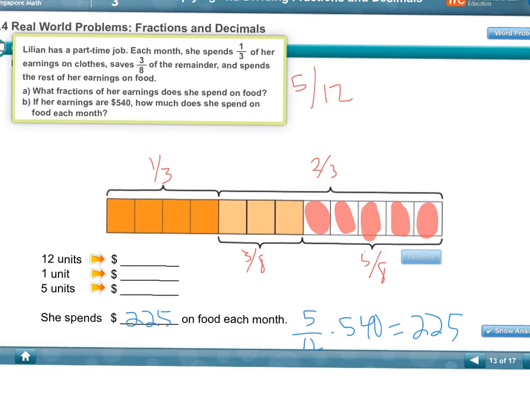Or we can reason this out. If 12 units is 540, we can divide that by 12, which is 45 for each 1 unit, and then 5 of those units is our 225. So, big thing with these is digesting what's presented to you in this problem.